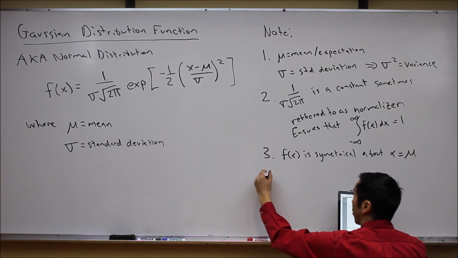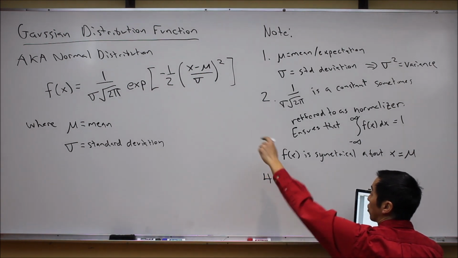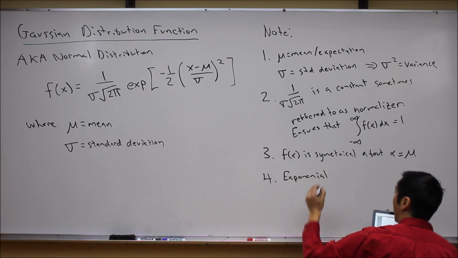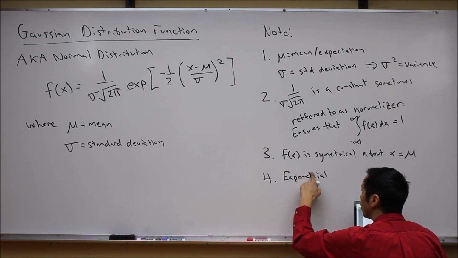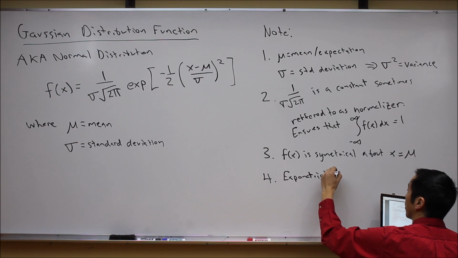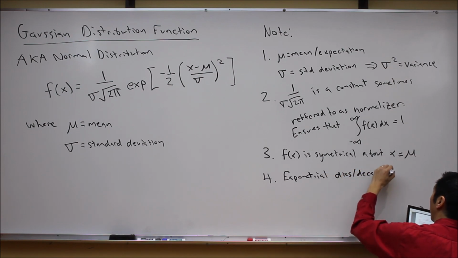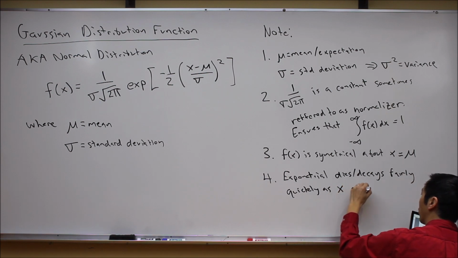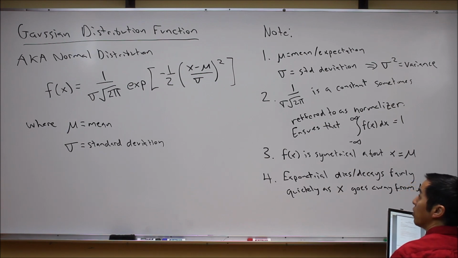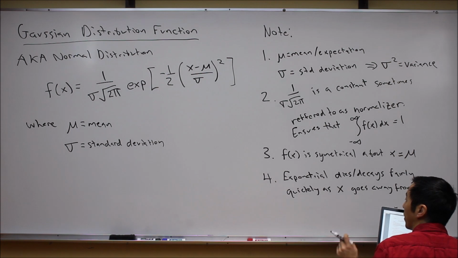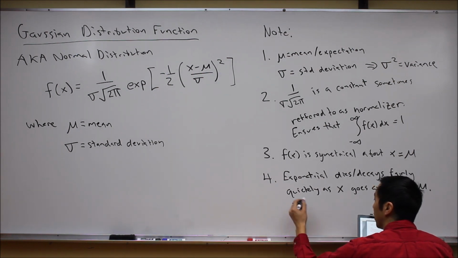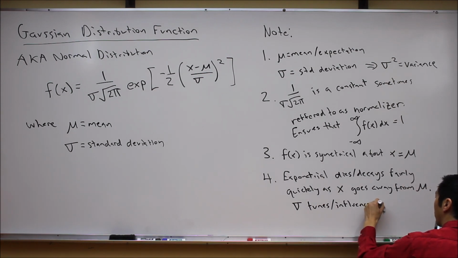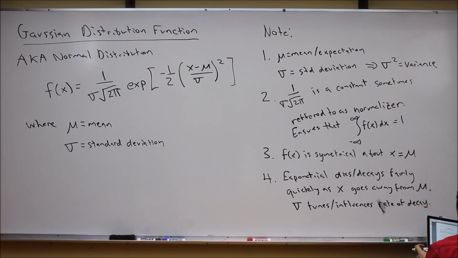Okay. The other thing that we can note is that the exponential term is going to make this thing decay fairly quickly as you move away from the mean. So the exponential, like any exponential, dies or decays fairly quickly as x moves away from mu. Okay? And we notice here that this term sigma is actually a knob that can be used to determine how quickly or slowly that decay occurs. So sigma tunes or influences the rate of decay, right? Okay?